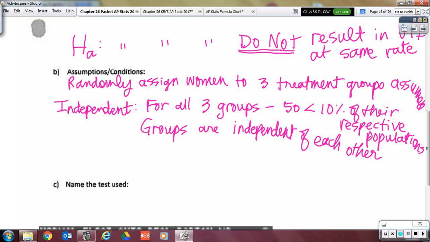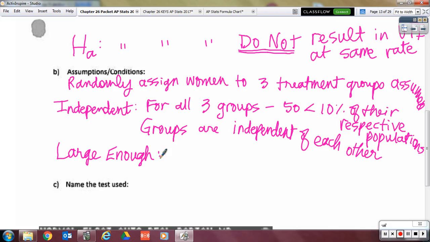Okay, and last but not least, are large enough. So what's going on there? What needs to happen? All of the expected counts need to be greater than 5. So, we need to go find those expected counts and how much those are. Okay, so now comes some math.